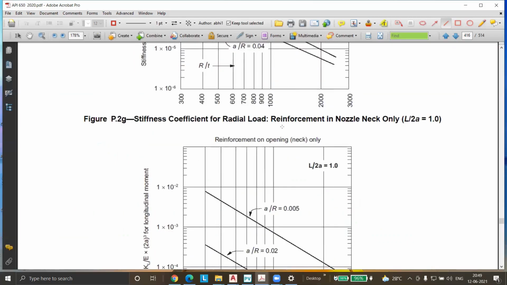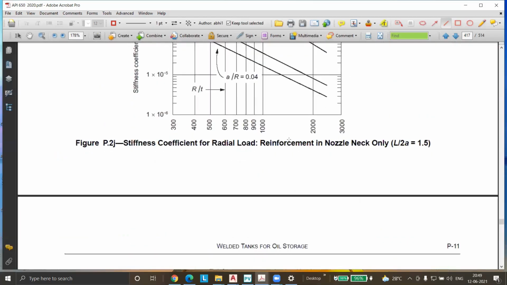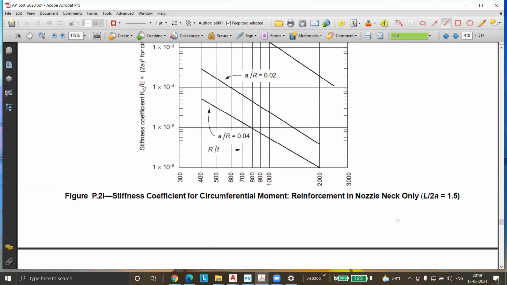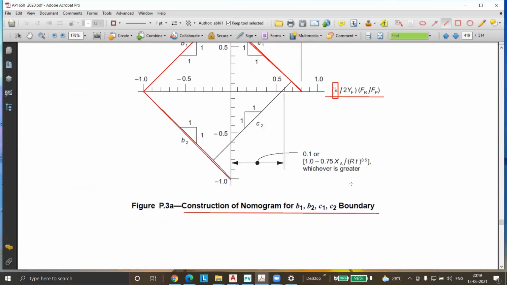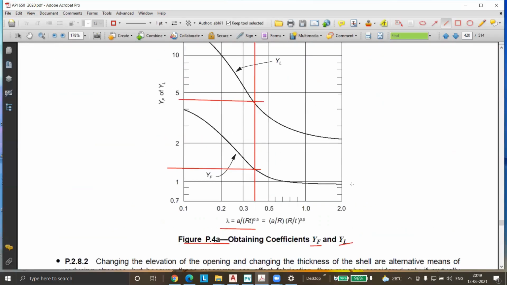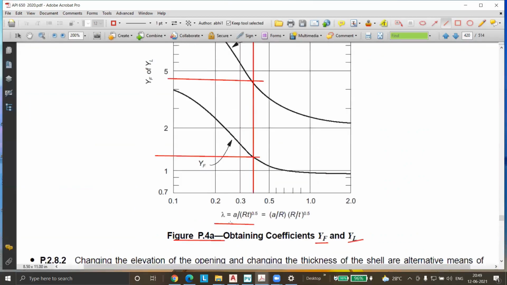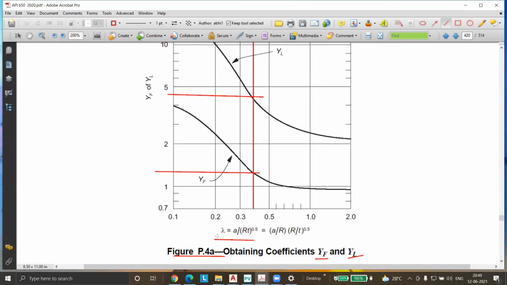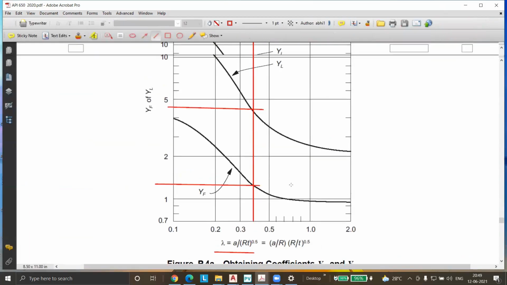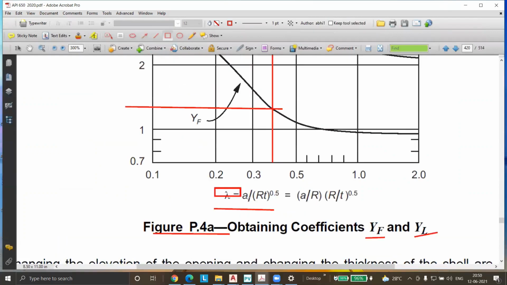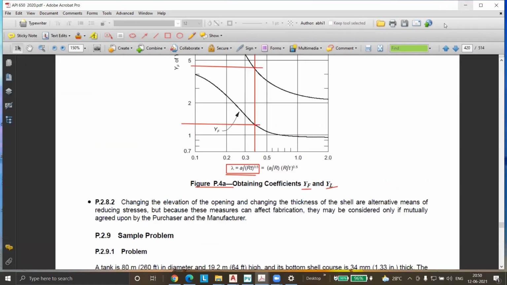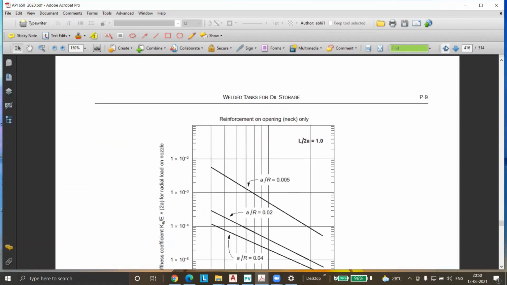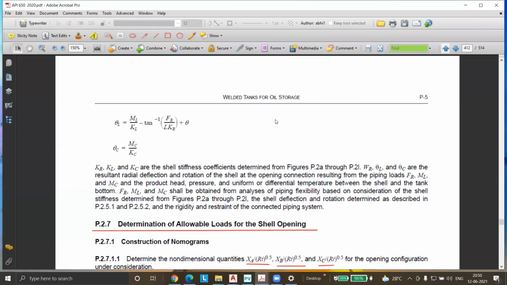These are about different ratios. So L by 2A is 2.5. Lambda is nothing but A by under root T, which we saw already. Lambda is already defined here. These factors will be used for some different purpose. Where KL, KR, and KC are used, we'll see that.